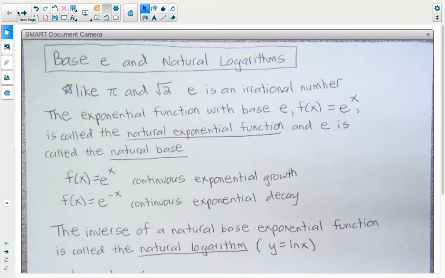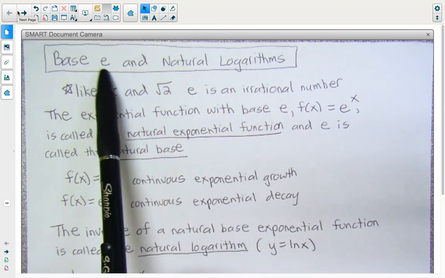Alright. Today we're going to be wrapping up this unit. We've been studying all things exponential, all things logarithms. Today we're going to study two special kinds of exponential and logarithmic functions and kind of be wrapping some things up. So the title for today is Base E and Natural Logarithms.